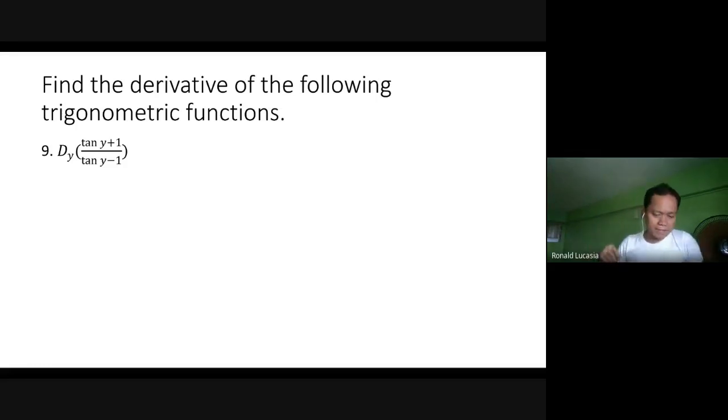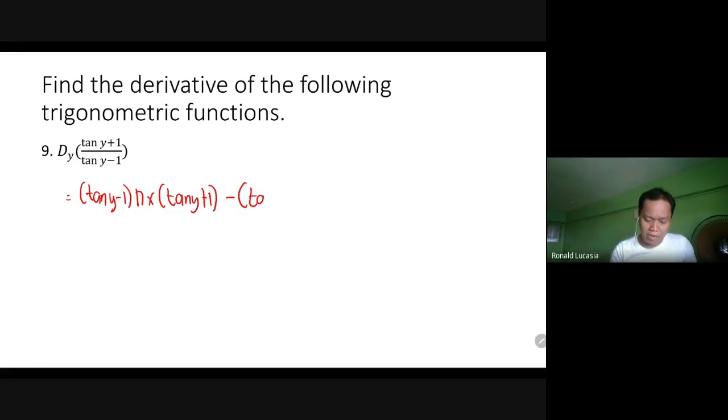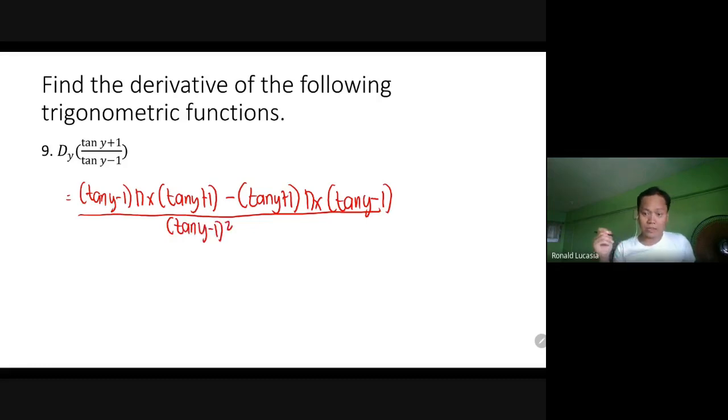Okay, it's 5:25. Let's solve. So we have the denominator, tangent y minus 1 times the derivative of the numerator, tangent y plus 1, minus the numerator, tangent y plus 1, tapos derivative ni denominator, tangent y minus 1, over tangent y minus 1 quantity squared.